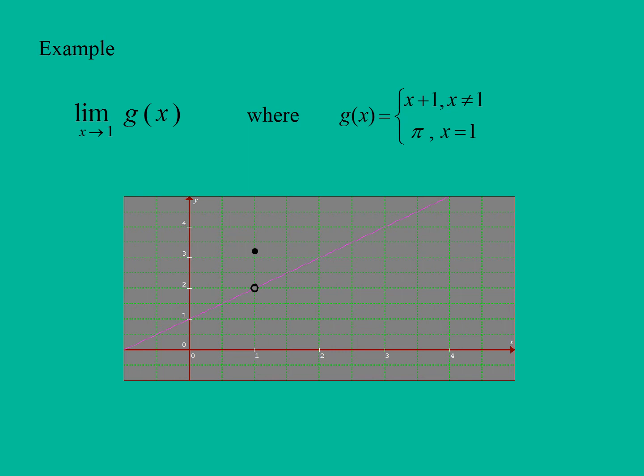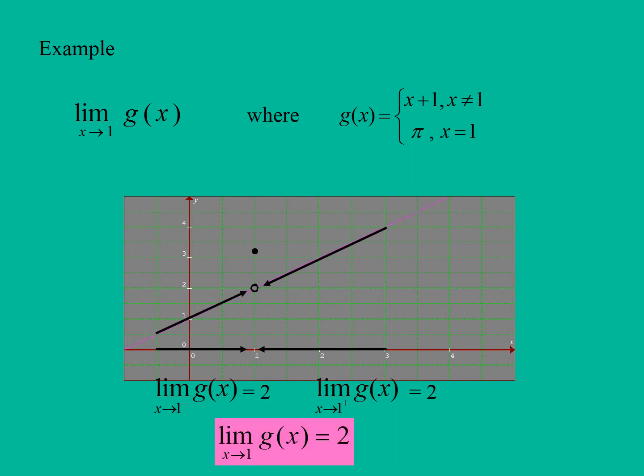So we're trying to find the limit of g of x as x approaches 1. So let's use our one-sided limits. So if we looked at the limit of g of x as x approaches 1 from the right, our y value is approaching 2. If we looked at the limit of g of x as x approaches 1 from the left, again, we would get 2. Therefore, the limit of g of x as x approaches 1 equals 2.